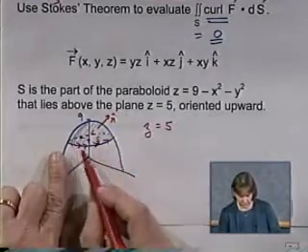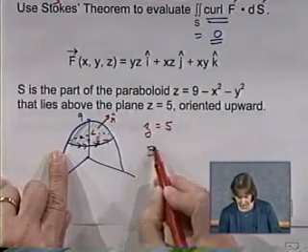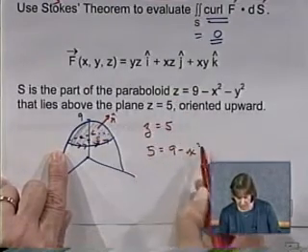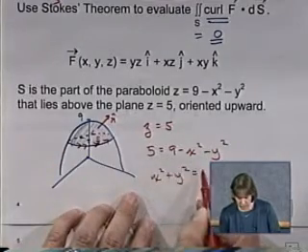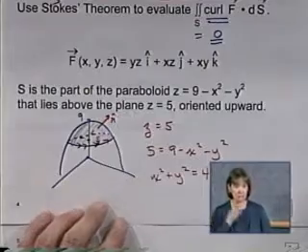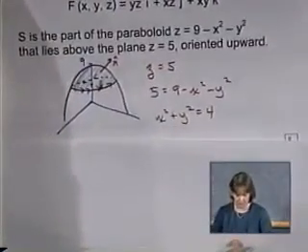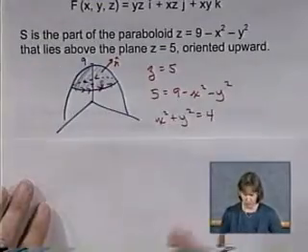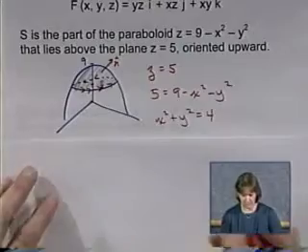What is that? It's a circle, isn't it? Well, if z is 5, if I plug a 5 in here, I get 5 equals 9 minus x squared minus y squared, or x squared plus y squared is 4. So if I wanted a parametric representation, any suggestions? Oh, no, I don't want to use polars yet. I want to represent x, y, and z.